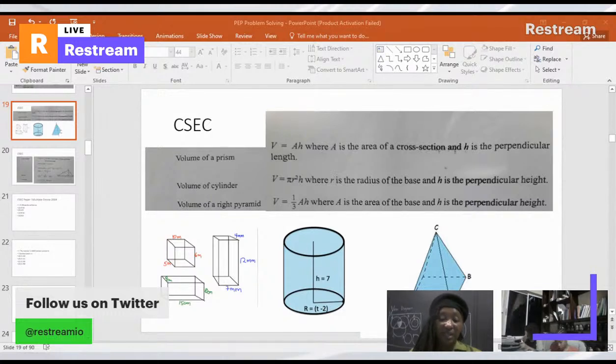If it's a rectangular base or a square base, you'd find the area of that base, length times width, or length squared, and multiply it by the height. Triangular base, you would find the area of the triangle, whatever kind of triangle it is, and multiply it by the height. So that is the concept behind volume.